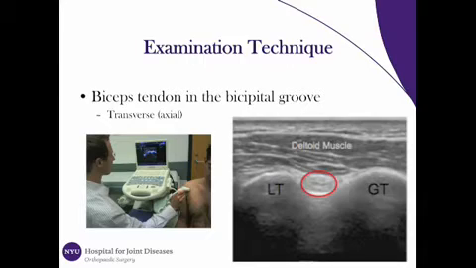The picture shown on the right is demonstrating the desired image to be captured. LT is the lesser tuberosity, GT is the greater tuberosity. Circled in red is the biceps tendon, and above is the deltoid muscle. The following video will demonstrate the appropriate technique.